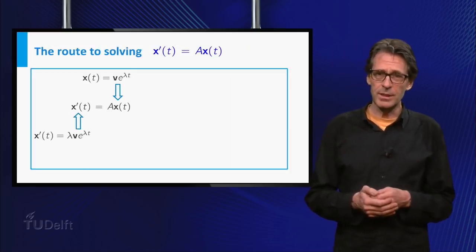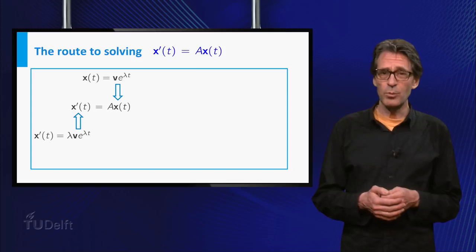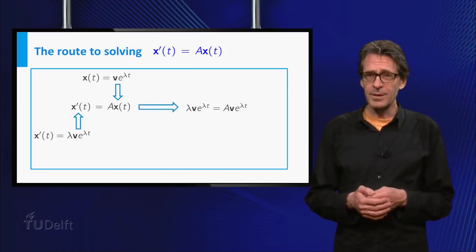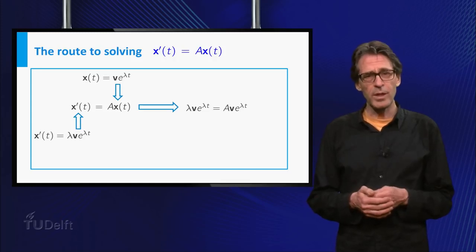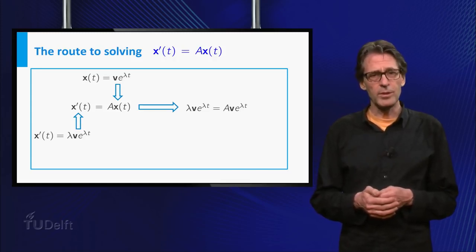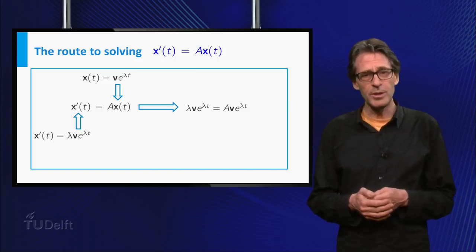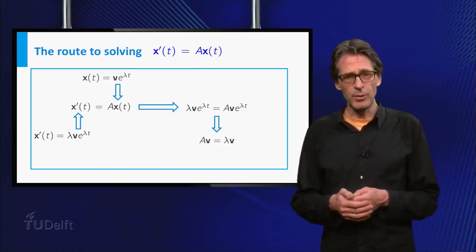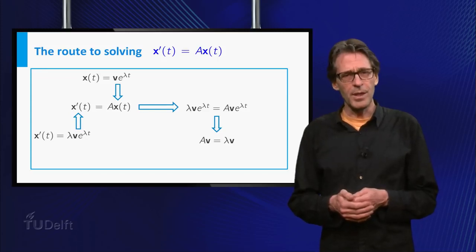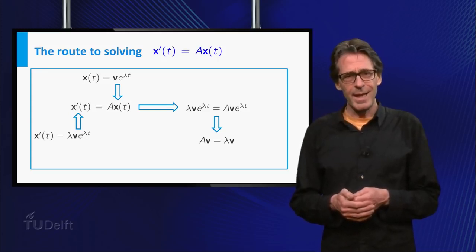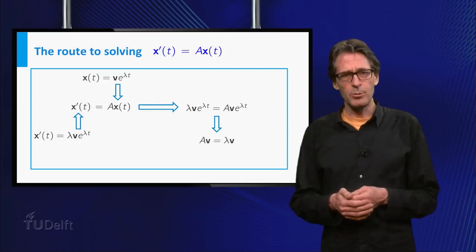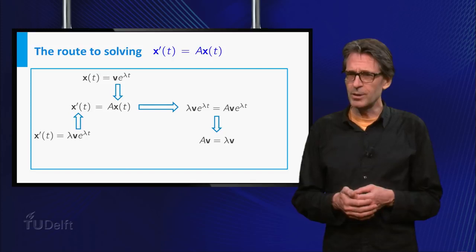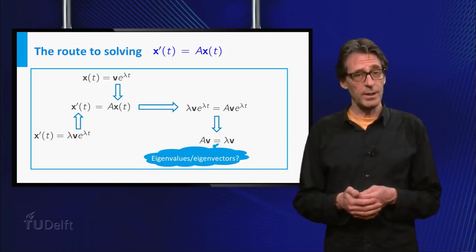So if we plug x(t) equals v times e to the power lambda t into the system in matrix form, we find that v and lambda have to satisfy an equation of which both sides can be divided by e to the power lambda t. This is allowed since the exponential function is never 0. We find that lambda and v have to satisfy A times v equals lambda times v. Hey, where did we see this before? That's about eigenvalues and eigenvectors, isn't it?